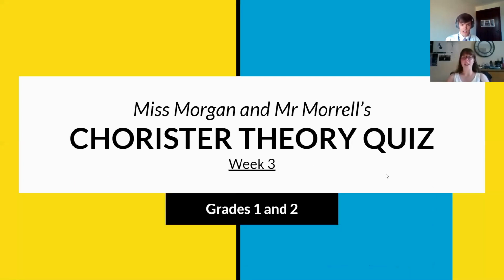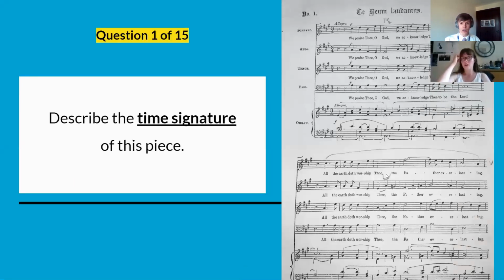This is week 3. Question 1 of week 3 is something a bit different. We're looking at an actual piece this time and looking at questions from the piece. First of all, can you describe the time signature of this piece? Both how many beats in the bar and what kind of beats. Look all over the music for the clues.